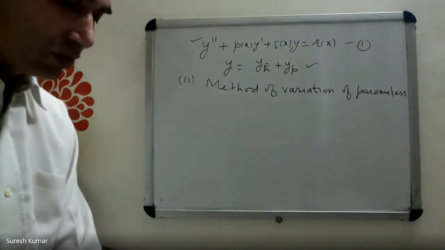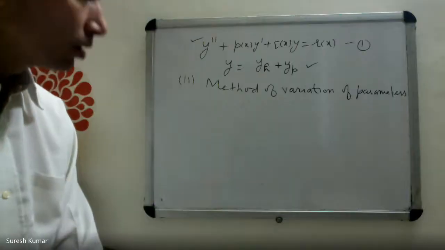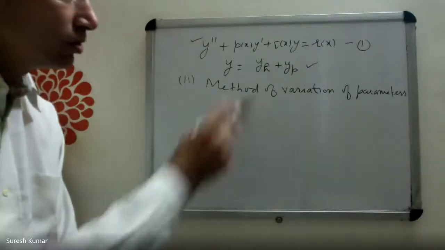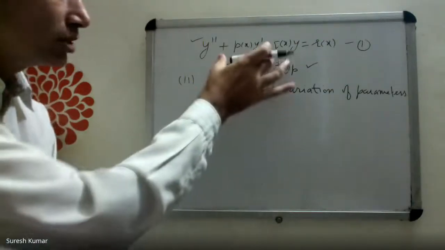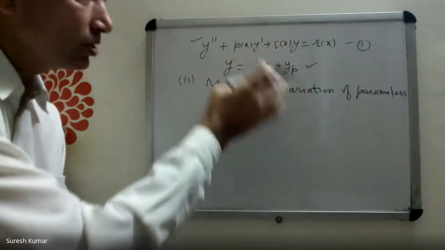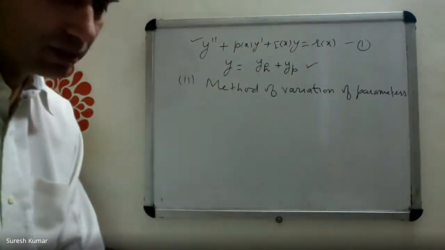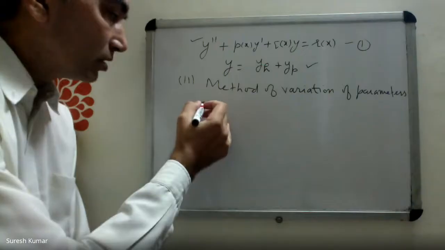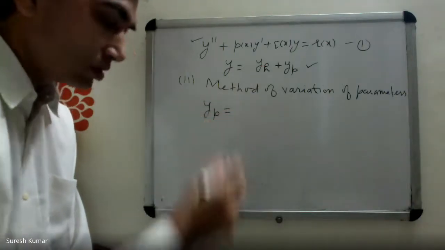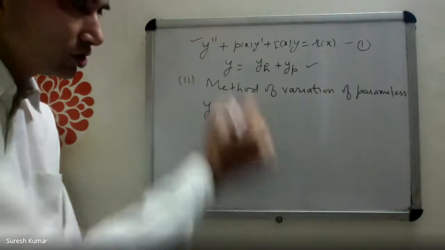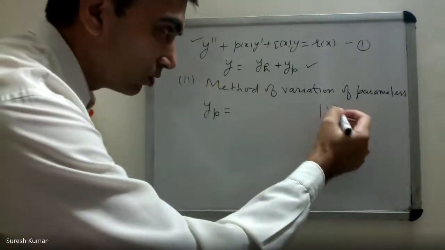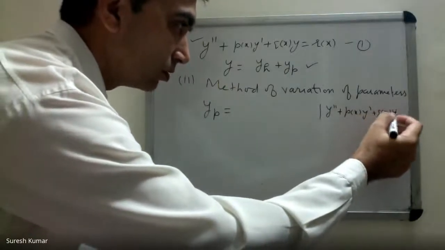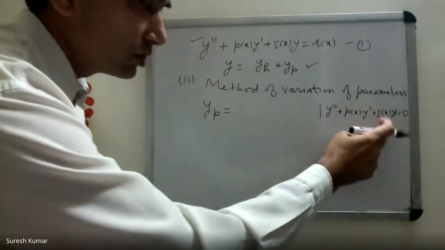Method of variation of parameters. What is it? This differential equation is given to you. You will find YH by solving the corresponding homogeneous equation. In this method, there is no restriction on p(x) and q(x). These may be functions of x also. What is this method? Let's see. Suppose the solution of the corresponding homogeneous differential equation, meaning which equation? y'' + p(x)y' + q(x)y = 0. This is the corresponding homogeneous differential equation.